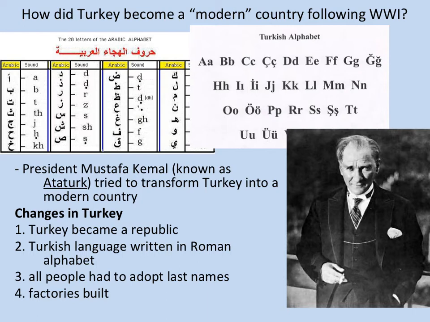So changes in Turkey. Turkey became a republic. A republic is just a government with some representation at least and no king. They changed the Turkish language to make it written in the Roman alphabet like we use in the West. All people had to adopt last names, which was not a common practice before this, but like in the Western world, we have a first name and a last name. And the government started to rapidly build factories.